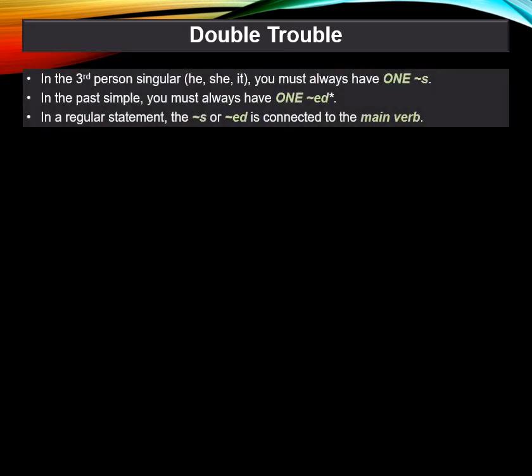The last thing we need to talk about is the common error that I call double trouble. Remember that in the third person singular, he, she, or it, you must always have one s: takes, works, plays. In the past simple, you must always have one ed. In a regular statement, the s or ed is connected to the main verb.